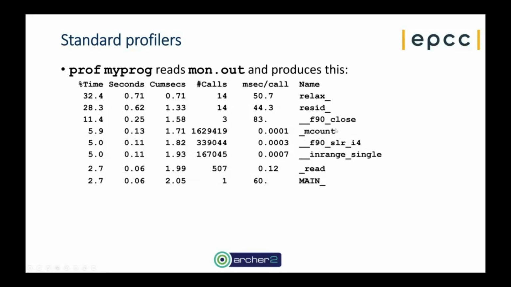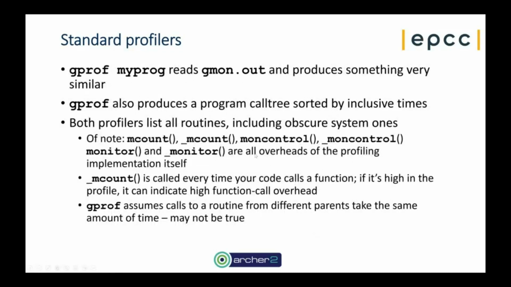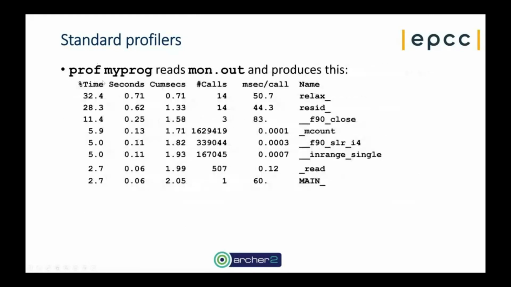Worth knowing that if this thing here is much higher up in my profile, then it's likely an indication that you've got lots of small function calls that happen often, which are impacting the performance. And it may also not just be called mcount, it might be called monitor or mon_control or any of these kind of things. But that's the thing. gprof, so that's a prof output.